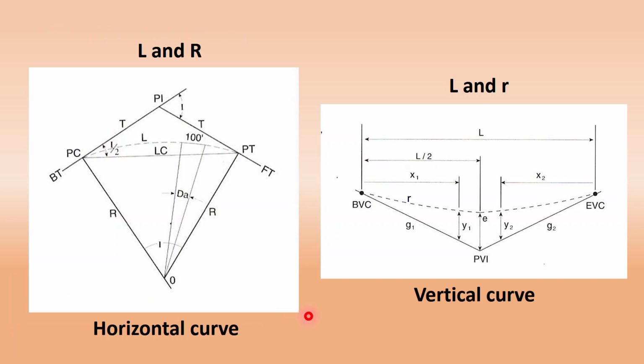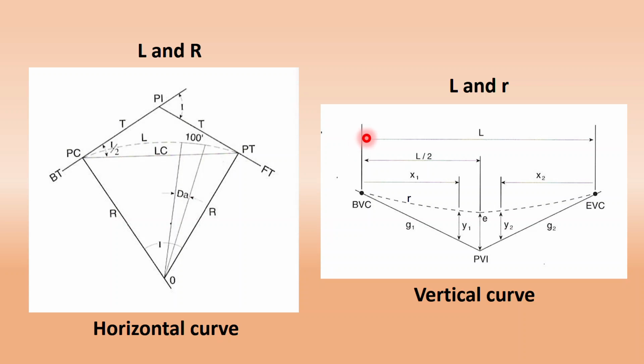And now's a good time just to call attention to the differences between horizontal and vertical curves, specifically L and R. Each curve has an L variable and an R variable. In a horizontal curve, L was the arc length, right? The total length of your horizontal curve from PC to PT as measured along that arc. And that's a big difference compared to how we call L in a vertical curve scenario.